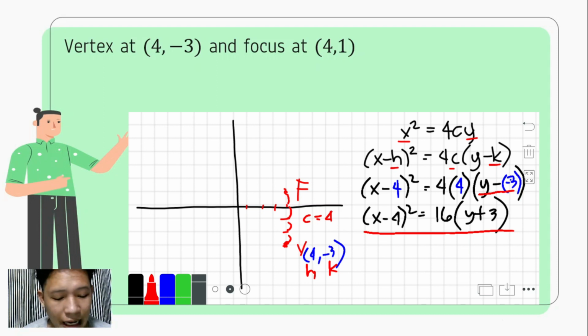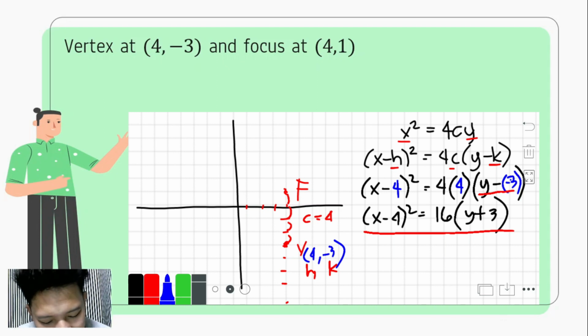And if we're going to graph that, since we're given the idea that the value of c is 4, hence, ang ating pong directrix would also be 4 units away from our vertex. So, kung si focus ay nasa taas, ang ating directrix would be nasa baba. So, we have here 1, 2, 3, 4. So, this is where our directrix lie. Okay, so nandito po yung ating directrix.